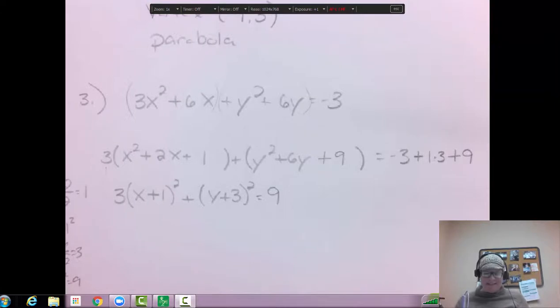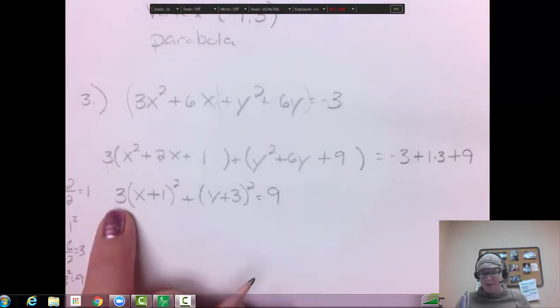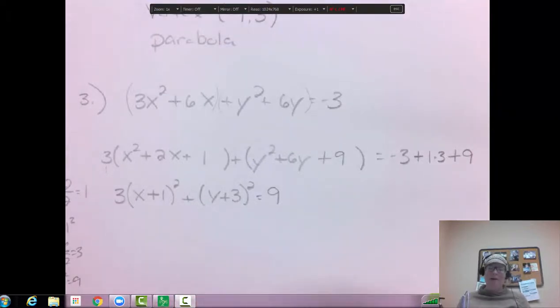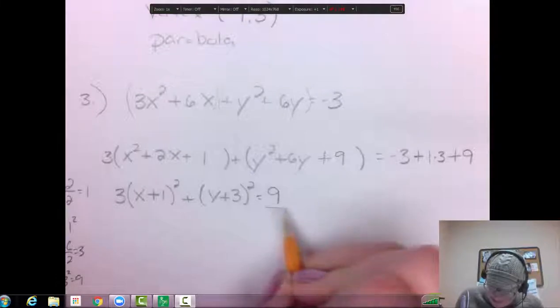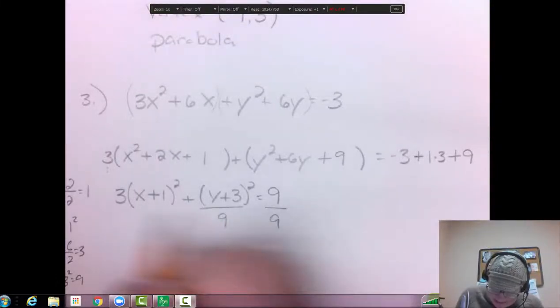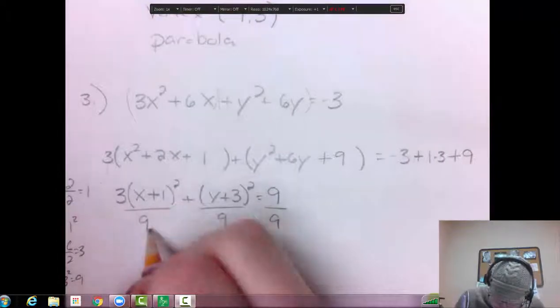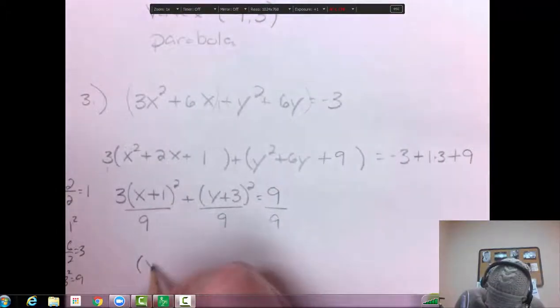Here's where we're at now. We can easily see there's a factor of 3 in front of x squared and not 1 in front of the y. So you know it's not going to be a circle because it's not going to be equal numbers. So let's divide by this 9 on both sides so that we can see this almost in standard form. So 3 divides into 9, so this side would be x plus 1 squared over 3.